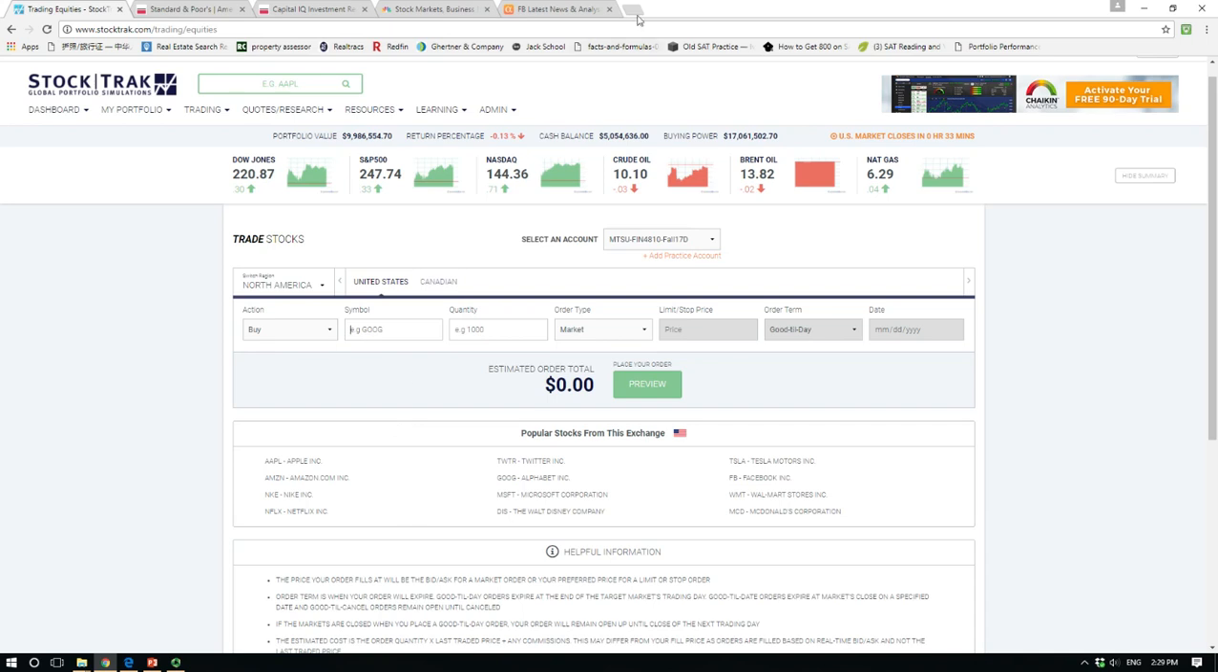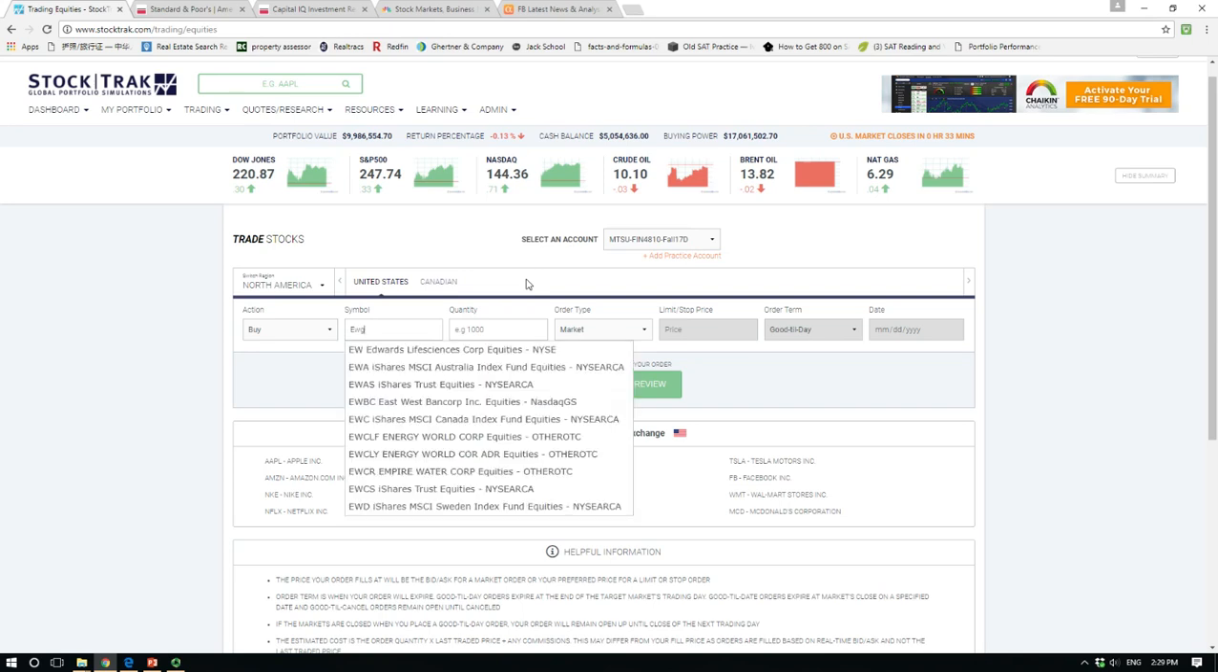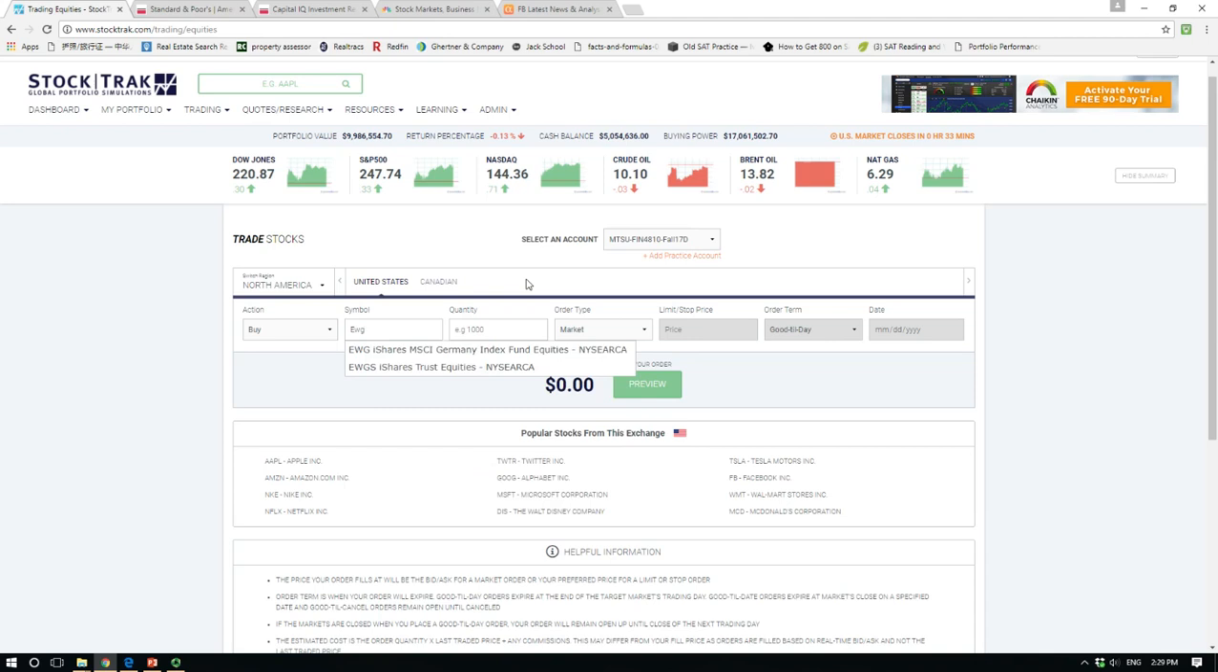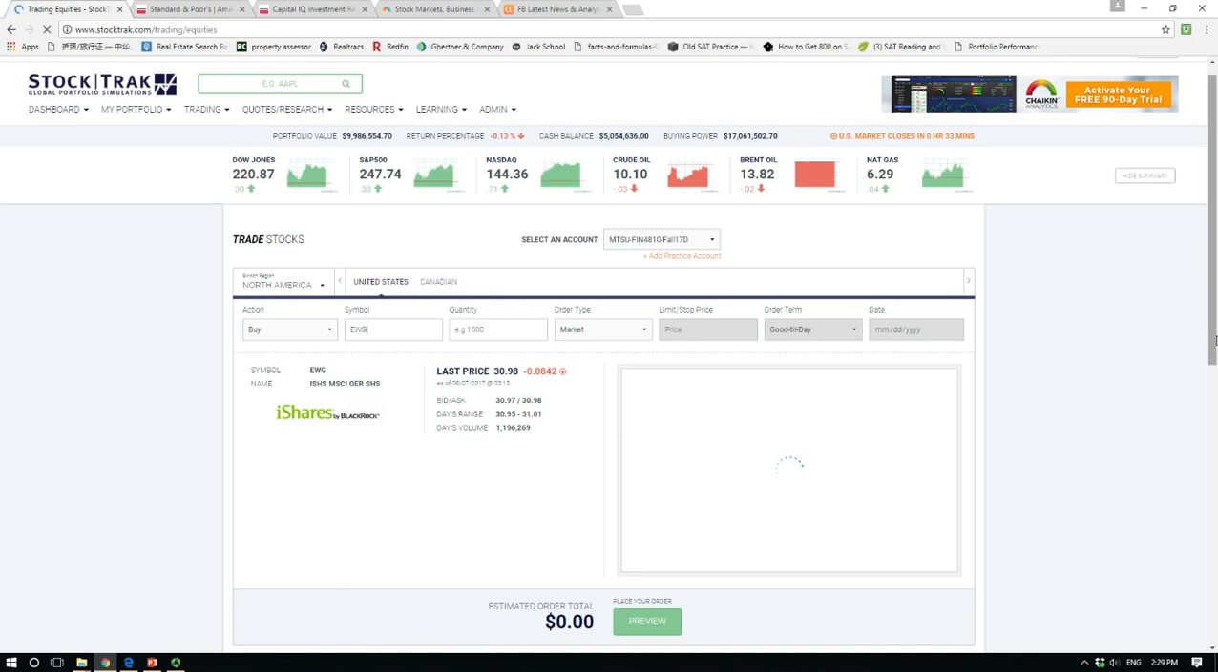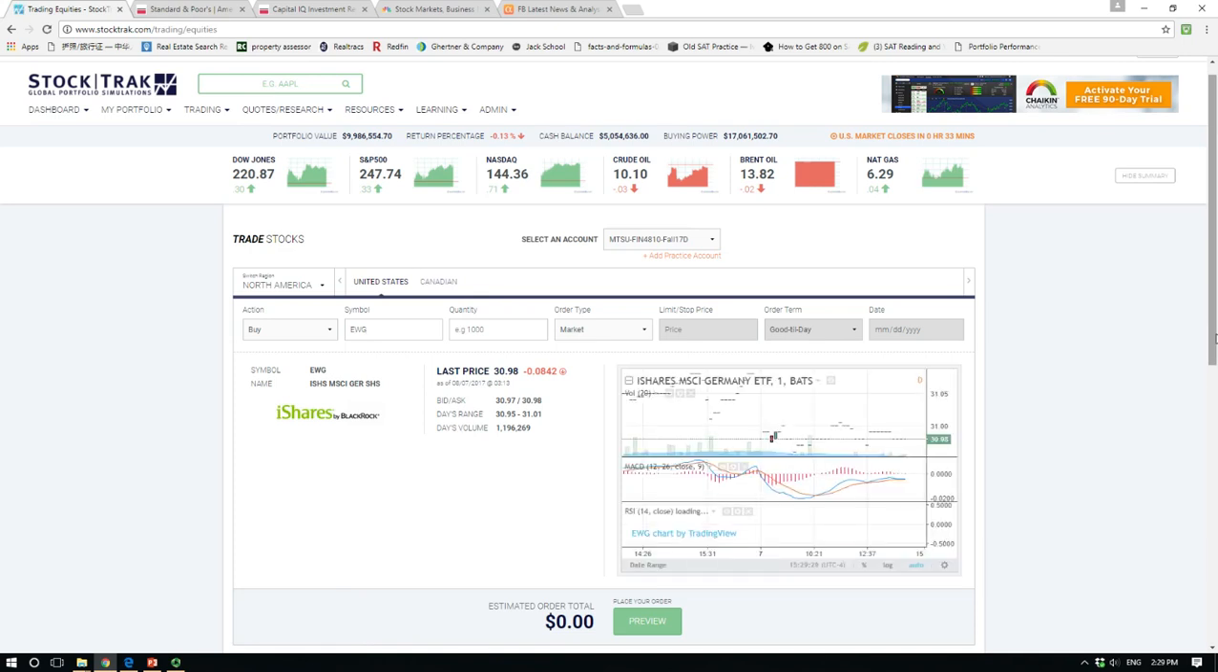So I searched a little bit for those ETFs that track the German stock market, and one of the best is EWG. EWG is the iShares German Index Fund. It's traded in the United States, so you don't have to go to Germany to make a foreign investment. Simply buy an ETF that replicates the German stock market to have the same risk exposure. And right now, the ETF price is about $31.